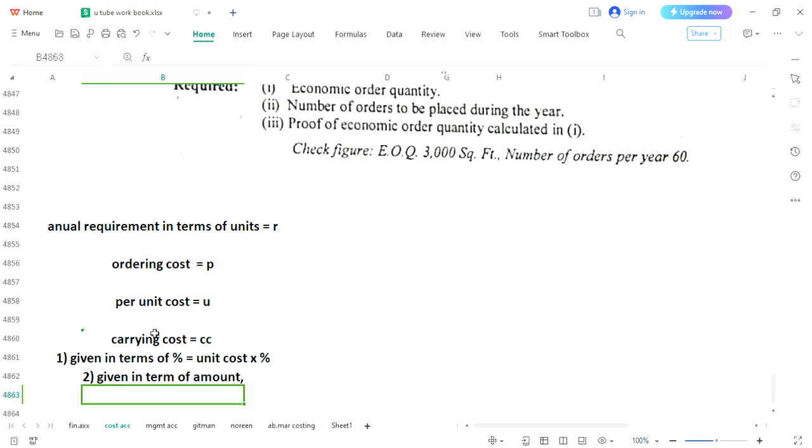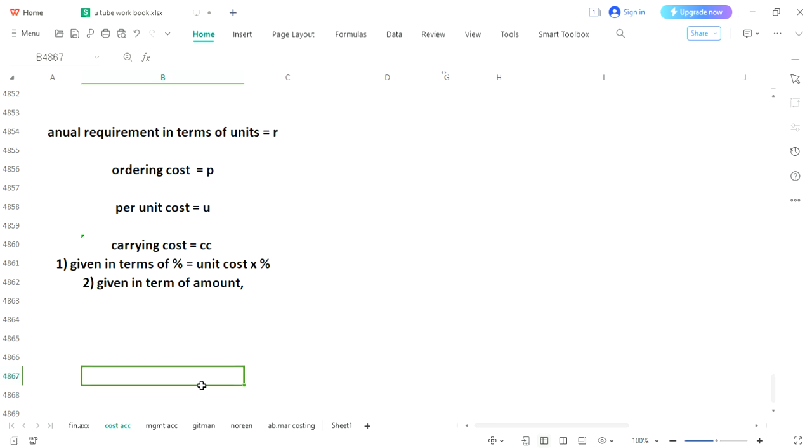Then you will have to see how much the carrying cost is. Carrying cost sometimes would be given in terms of an amount and sometimes in percentage, and there are 3-4 other concepts which we will discuss later on. After looking at these inputs, you will now see how to put the formula for your economic order quantity.